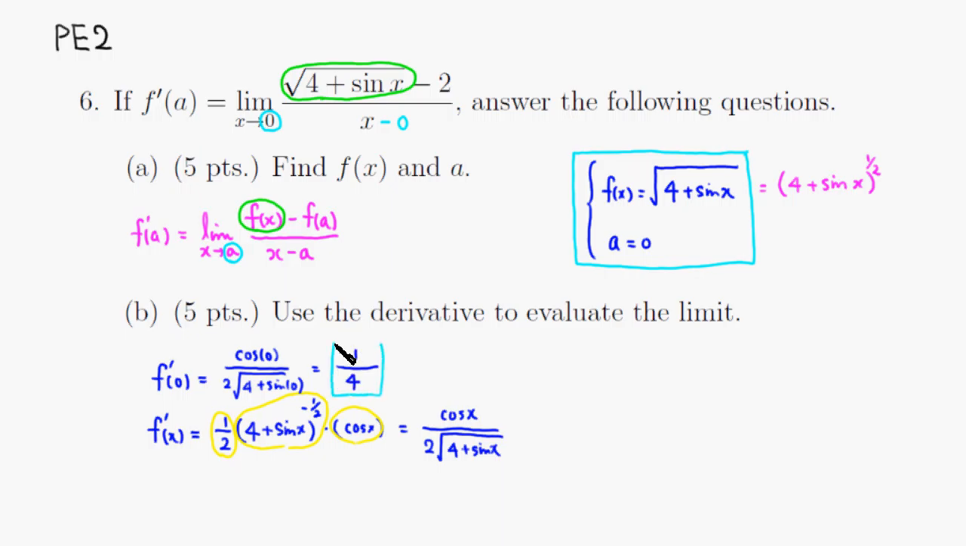So that's the value of the limit, which is the same thing as f prime of 0, since it's the definition of f prime of 0. All right, that's it. I hope that this was clear.